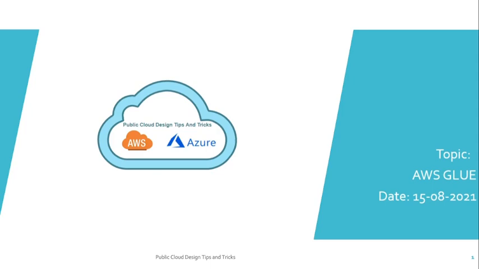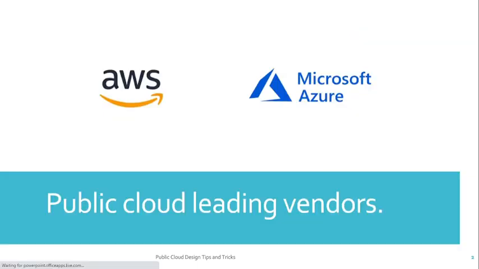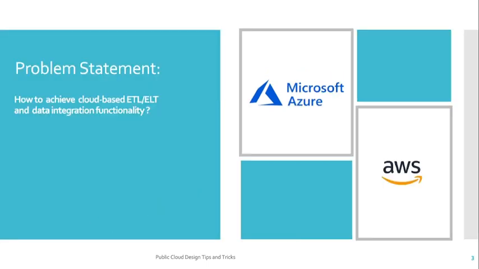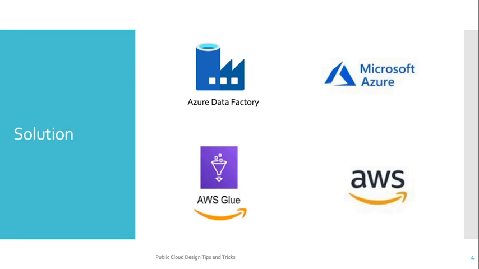In this channel, we are going to discuss public cloud design problem statements and their related solutions. We'll be talking about two public cloud vendors, one is AWS, another is Microsoft Azure. So today's problem statement: how to achieve ETL and ELT along with data integration functionalities with public cloud. In our last video, we explained how Microsoft Azure has solved this with Azure Data Factory, and today we are going to discuss AWS Glue.